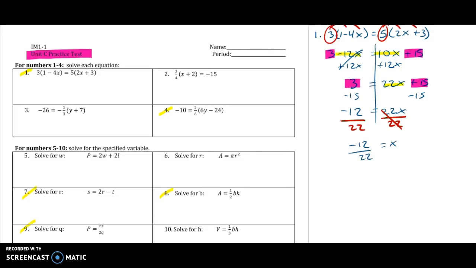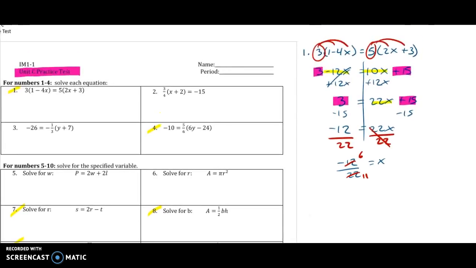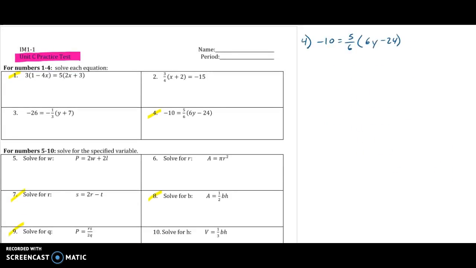This can be reduced because the 2 can go into both of these, so that gives you 6 and an 11. Therefore, x equals negative 6 over 11. Pause the video and copy what you need. Number 4. You want to get rid of this 6 first, by multiplying both sides by 6.